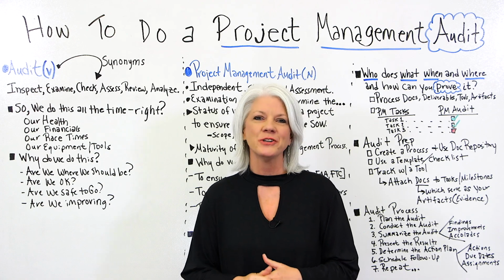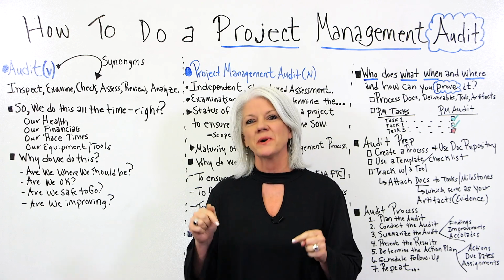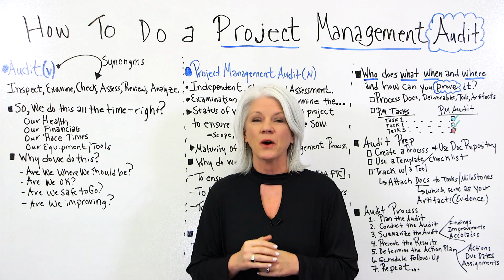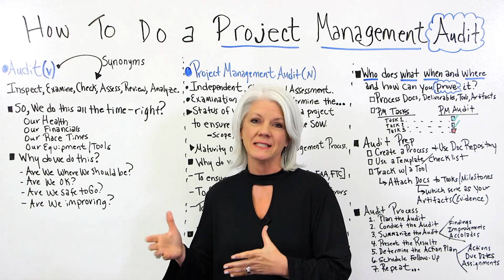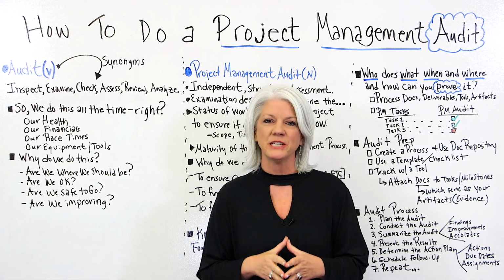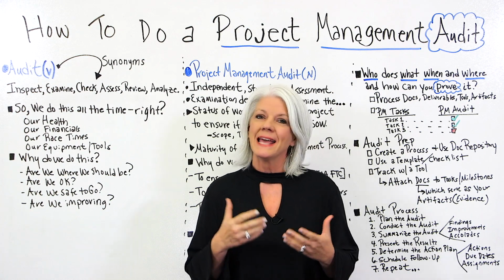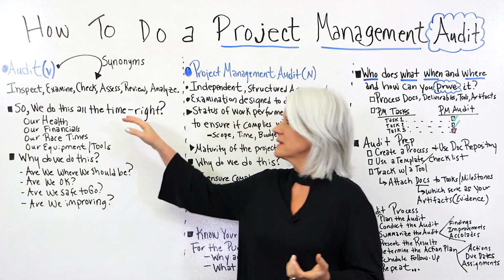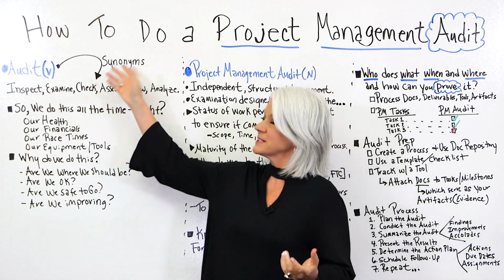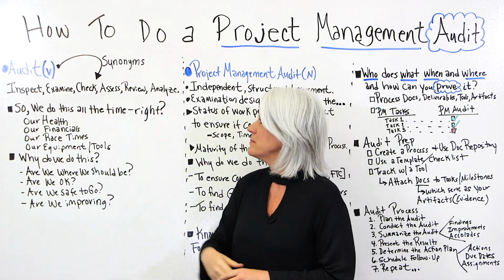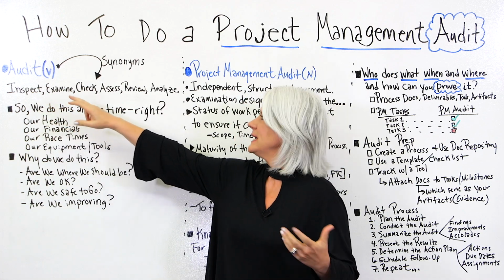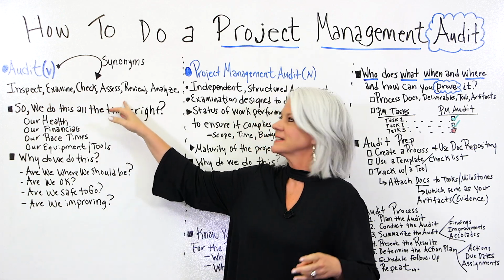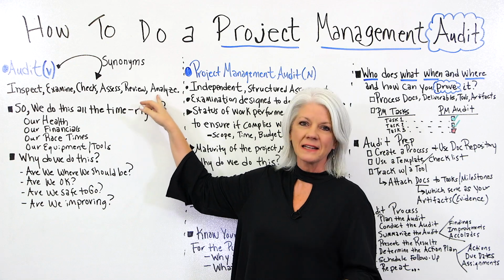Today we're talking about how to do a project management audit. So in this whiteboard session, I want to talk about what an audit is, clarify what a project management audit is and why we do it, and then give a few simple steps on how to get it done. Well, first of all, an audit is a verb. So some synonyms that we hear all the time are inspect, examine, check, assess, review, and analyze.